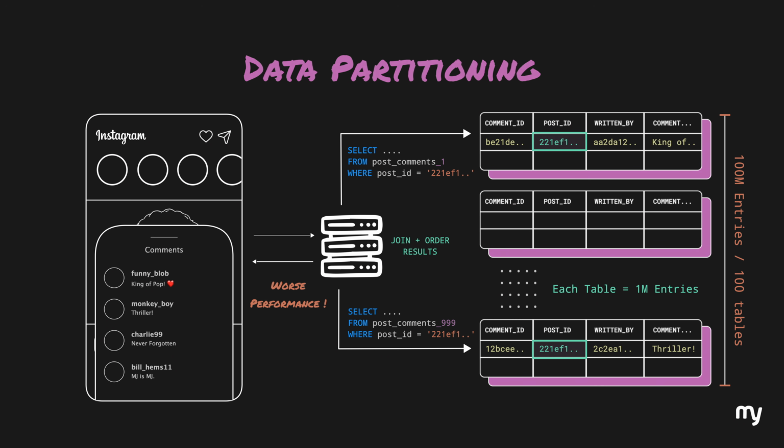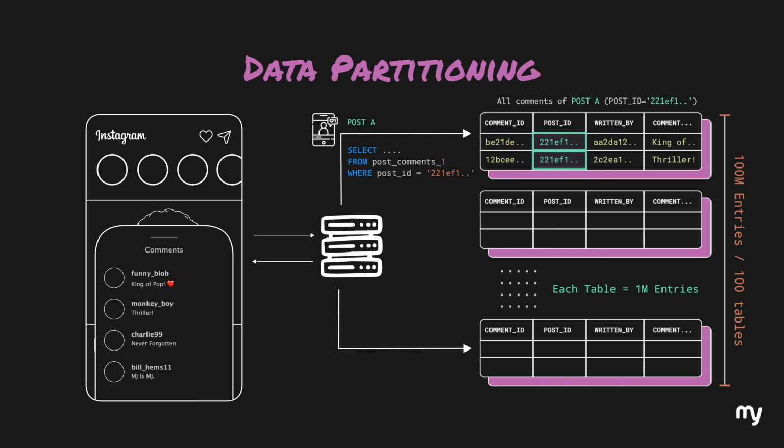But what if we ensured that all the comments of a particular post are always written in the same table? For example, all the comments of post A go in one table, and all the comments of post B go in another, and so on. If we could somehow achieve this, we will only have to look up in that one table for all the comments of a particular post, and that would solve our problem to a huge extent.